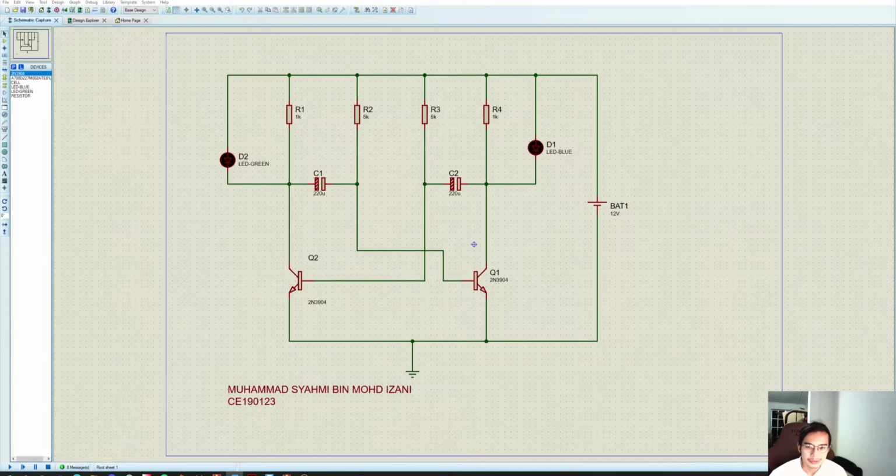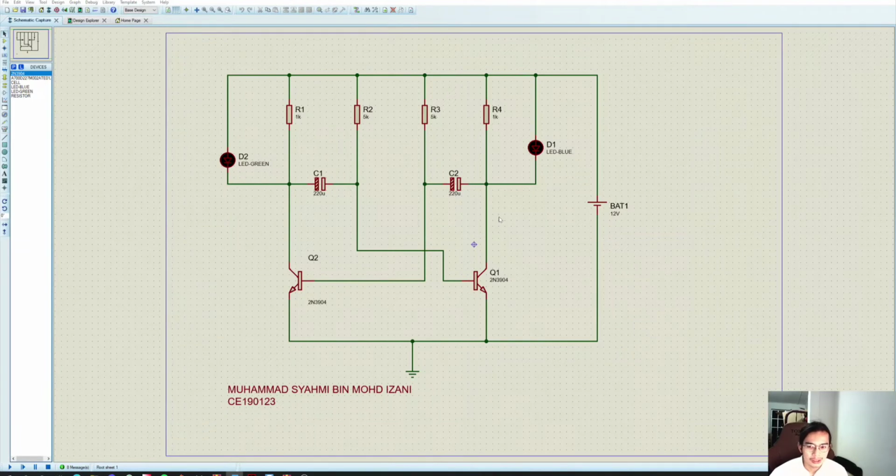Today I would like to explain more about our experiment number 1, in which this circuit is called the astable multi-vibrator. An astable multi-vibrator consists of BJTs as switches. We use 4 resistors: two of them are 5 kilo ohms, and two are 1 kilo ohms. For the next components, we use two capacitors of 220 microfarad, two LEDs, blue and green, and another one is a conductor.